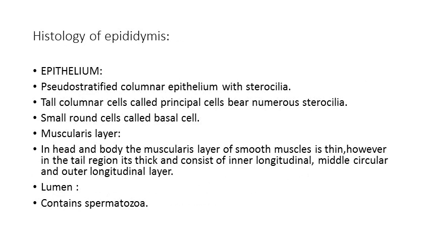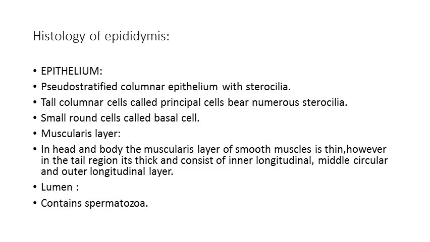As you all know, in the histology of epididymis, the epithelium is pseudostratified columnar epithelium with stereocilia. The tall columnar cells are called the principal cells. They bear numerous stereocilia, and there are small round cells which are called the basal cells. So the epithelium is pseudostratified columnar epithelium with stereocilia. As you have already studied the structure of stereocilia, you will have to revise it again for this practical.